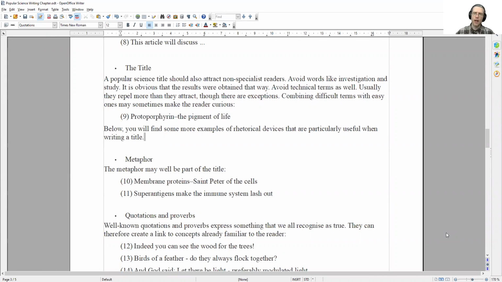Other techniques or aspects of a nonfiction text like this that can draw in readers would be an interesting, engaging title, something that perhaps sparks questions or fires the imagination.